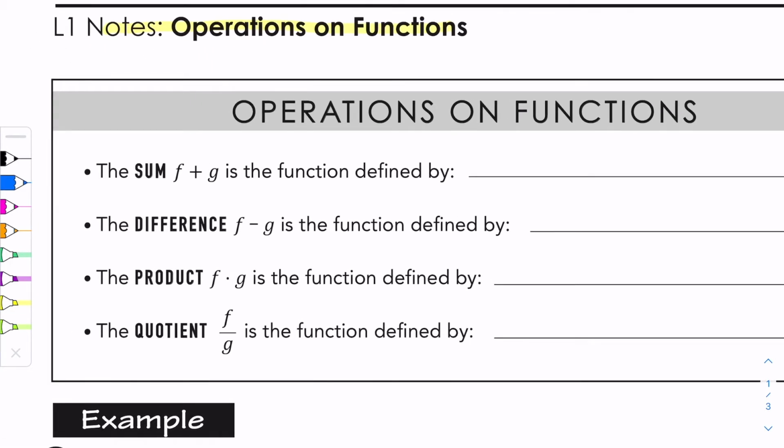All right, if you're working with 2 different functions, let's label our functions f and g, just for the purpose of explaining. If you're working with 2 different functions and you are adding them together, that's what the sum is, so addition, then the function is defined by f plus g of x, or f of x plus g of x.